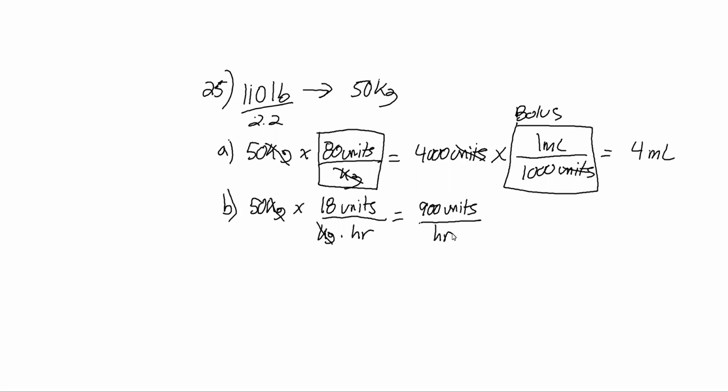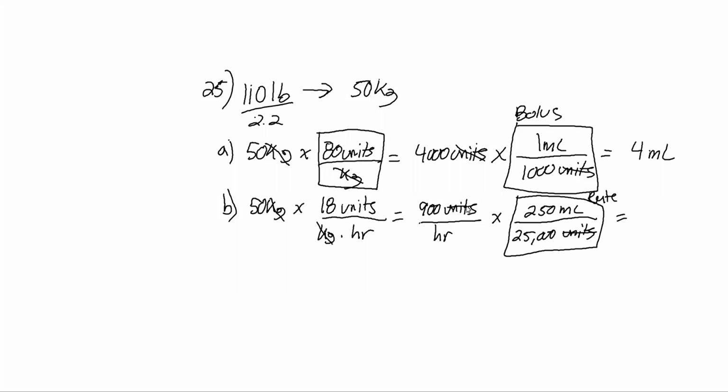Again, like I stated in A, if they wanted units per hour, we'd be done, but they want milliliters per hour. So that's why I go back to step 2 of the protocol, where it tells me I have 250 mL of half normal saline, and within that, we have 25,000 units of heparin. So this is what I would always use when we're doing the flow rate.